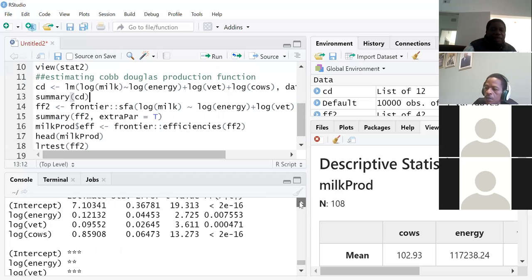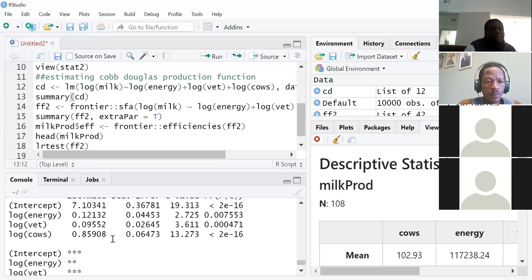Let us now come to the coefficients. If you look at the coefficients, let's start with energy here. Energy is 0.12. Meaning what? I think if it's 0.1, the relationship is not that strong. It doesn't strongly influence. No, we have already said that it influences. Does that 0.12 mean 12%? Yes, it is 12%. So in the joint effect, 12% is from energy, 9% from the vet, and 85% from the cows.